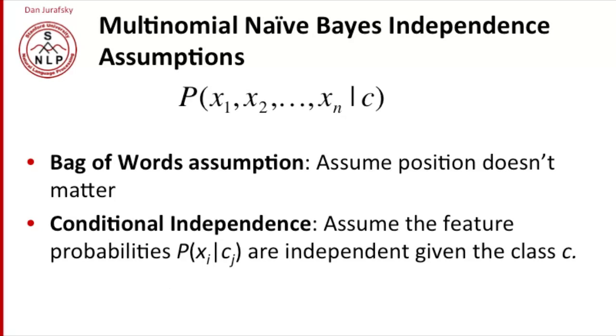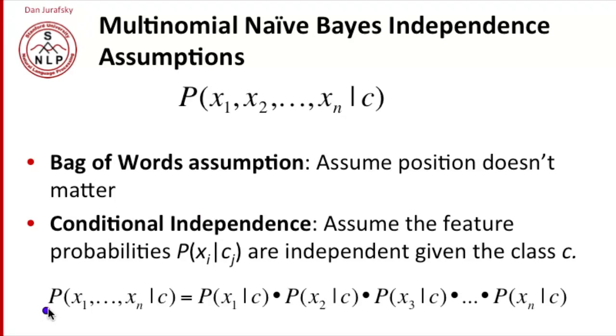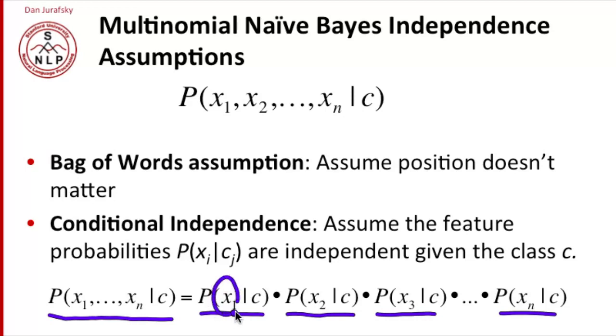So the result of these two simplifying assumptions is we're going to represent the joint probability of a whole set of features, x1 through xn, conditioned on a class as the product of a whole bunch of independent probabilities. Probability of x1 given the class, probability of x2 given the class, probability of x3 given the class, and so on, up to probability of xn given the class. We're just going to multiply them all together. We're not going to care about which position x1 occurred in. All we care about is that it was this particular word or feature, and we're not going to care about the dependencies between x1 and x2.